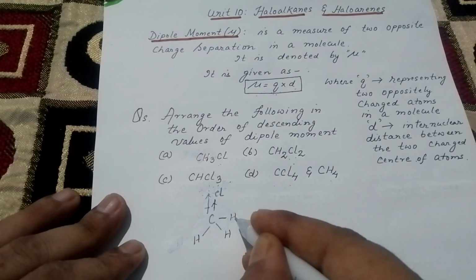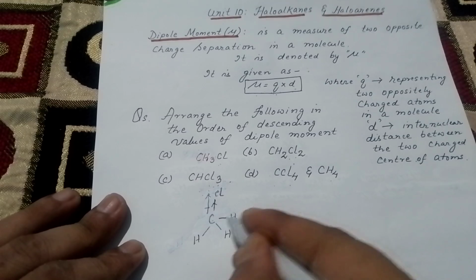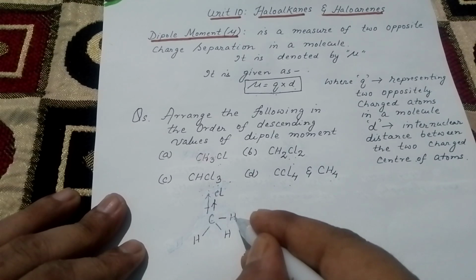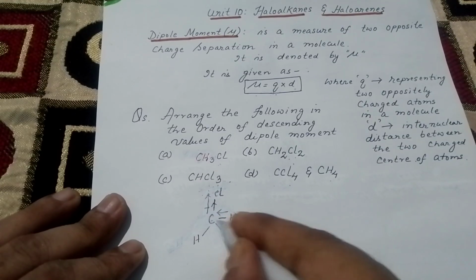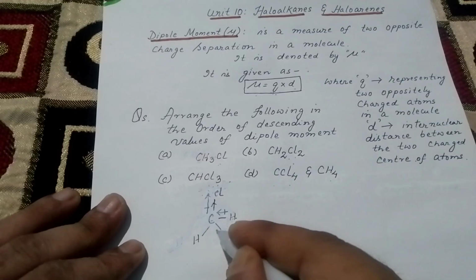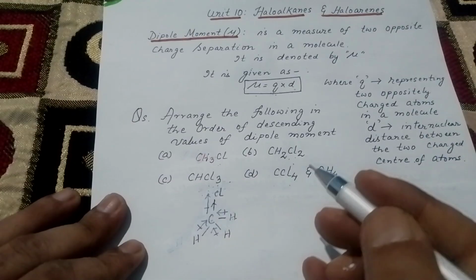But when you compare carbon and hydrogen, you feel that carbon is highly electronegative and hydrogen is electropositive in comparison between the two. So the electron will shift towards carbon, and in a similar way here also, the electron will shift toward the carbon.